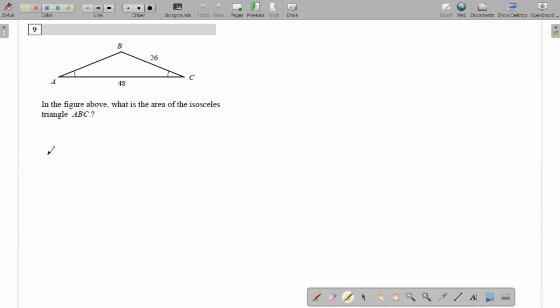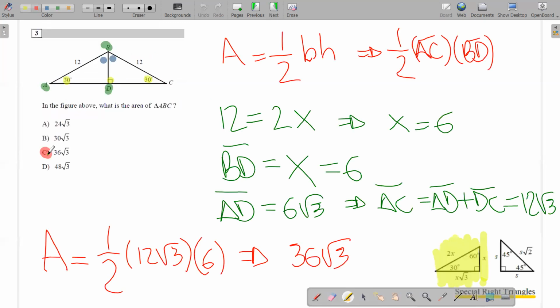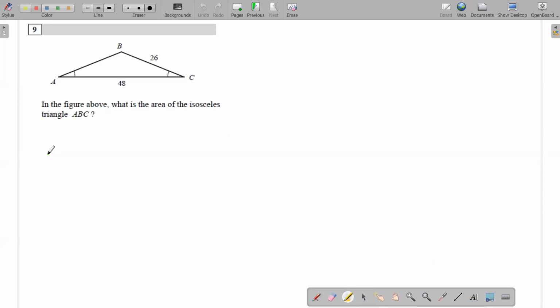Here we have a problem that is basically the same as this one, just the information is provided differently. The question says, in the figure above, what is the area of the isosceles triangle ABC? Here, they're not giving us anything besides the fact that BC is 26, AC is 48, and this is an isosceles triangle. To find the area, we are missing a key value, which is the height.